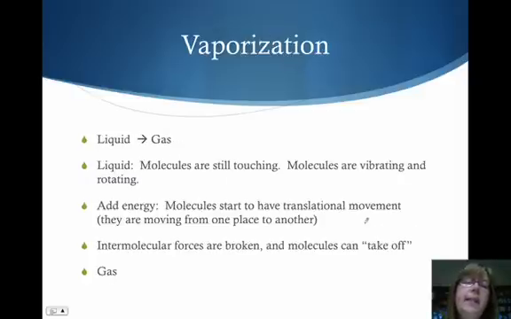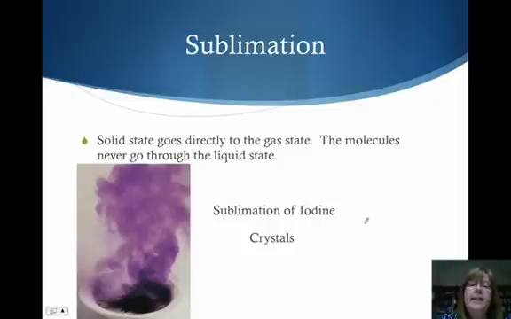Once you're in the liquid state, it can vaporize, evaporate, boil, all words meaning the same. You're going from a liquid to a gas. Now, in the liquid state, the molecules are still touching, but they're vibrating and rotating. Add more energy, and they start to have some translational movement, which means they can take off. They can just go from one place to another. This is when the intermolecular forces are completely broken, when a molecule takes off. And now we're in the gas state.